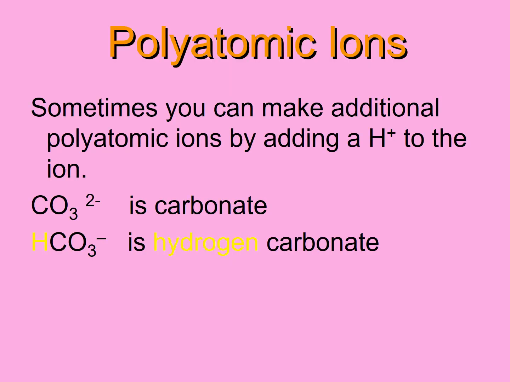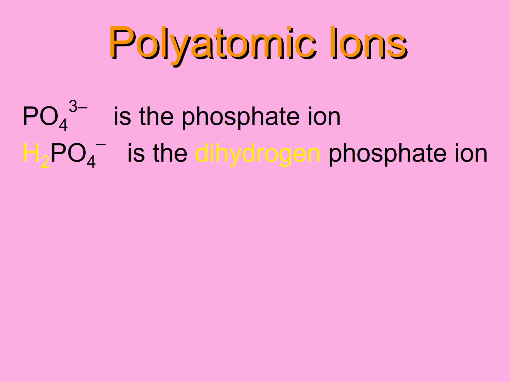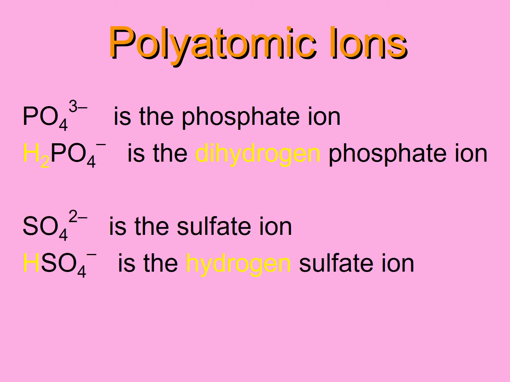Just FYI, sometimes you might see a formula name that has the word hydrogen or dihydrogen inserted. That means that you started out with one of the polyatomic ions that had a -2 or a -3 charge and attached hydrogen to the group and lowered its charge by 1. So HCO3- is hydrogen carbonate, compared to CO3 2-, which is just carbonate.